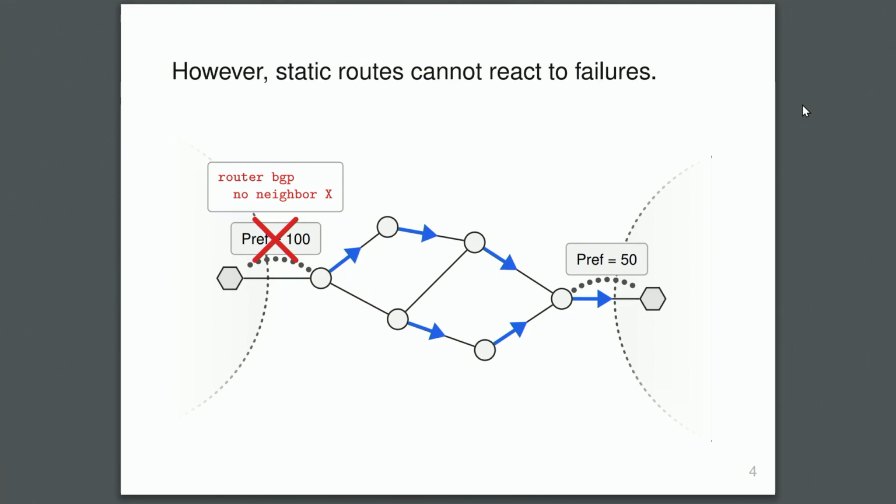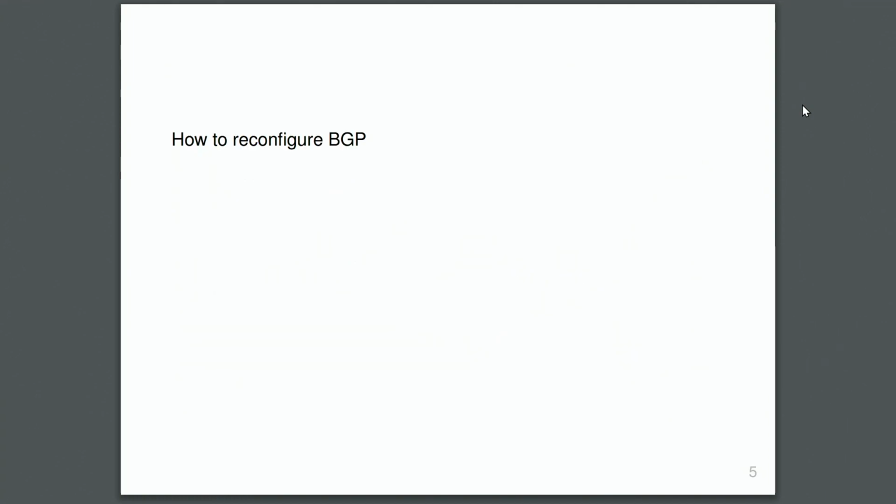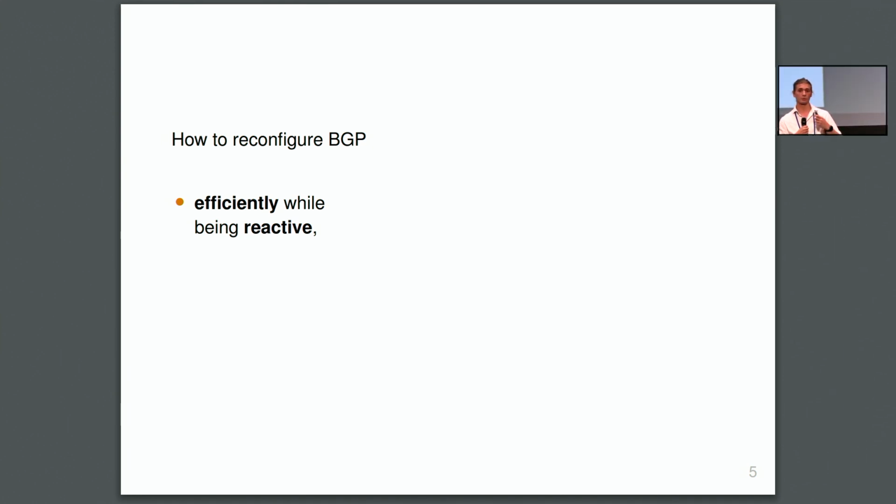While this does work, the problem is that during that time, the network is vulnerable to unforeseen events because those static routes cannot react to failures and they would just drop packets. So what we want is to reconfigure BGP, but we want to do so efficiently without requiring lots of resources, while keeping the reactivity that is inherent to BGP. We want to do so safely, meaning that the specification that we give it should be satisfied during the entire reconfiguration, also in any transient state.